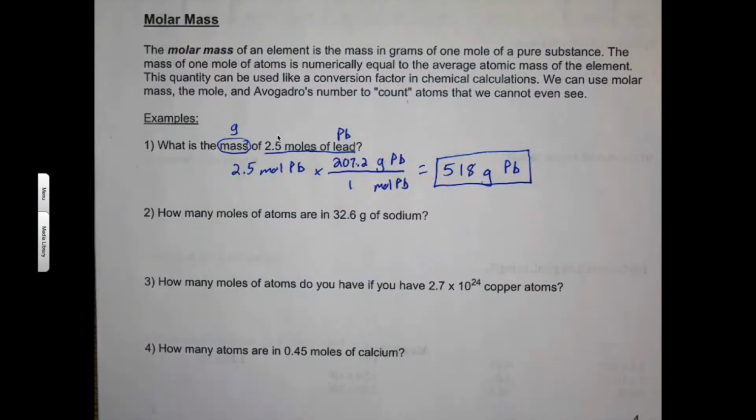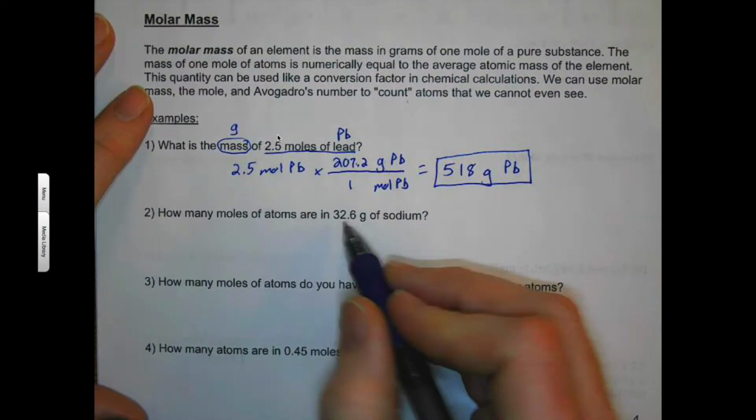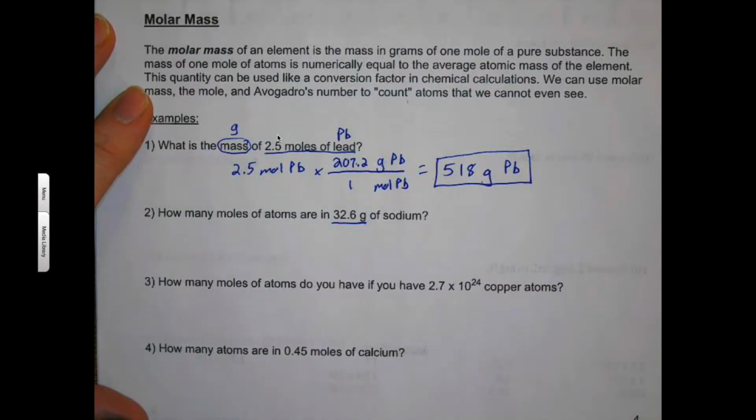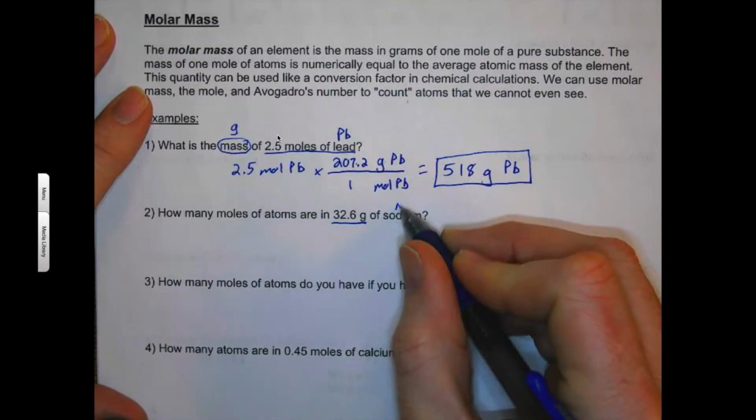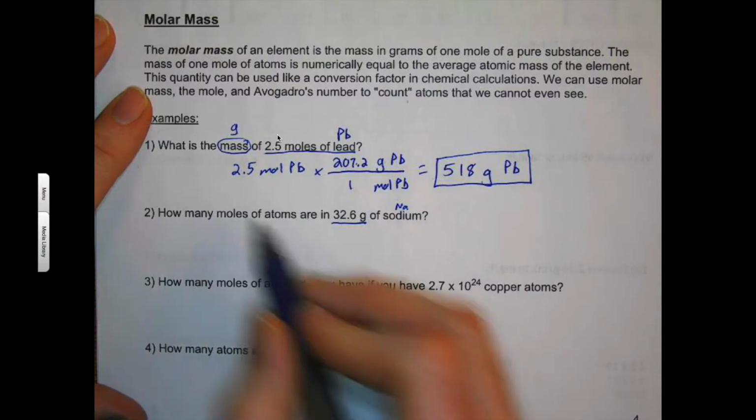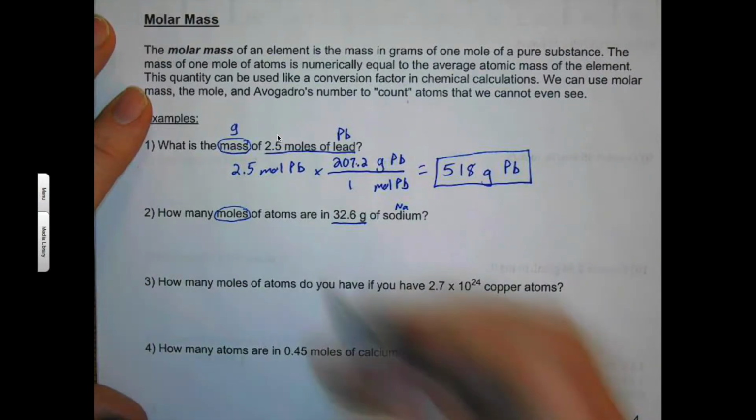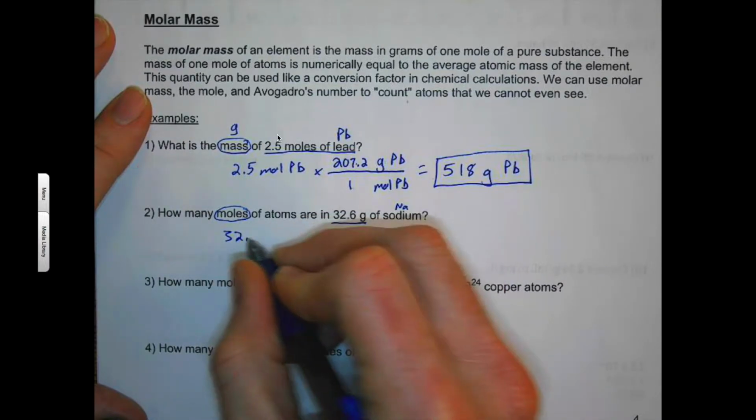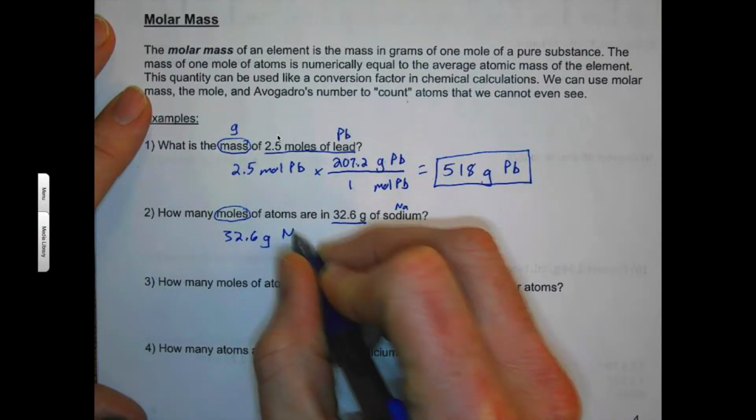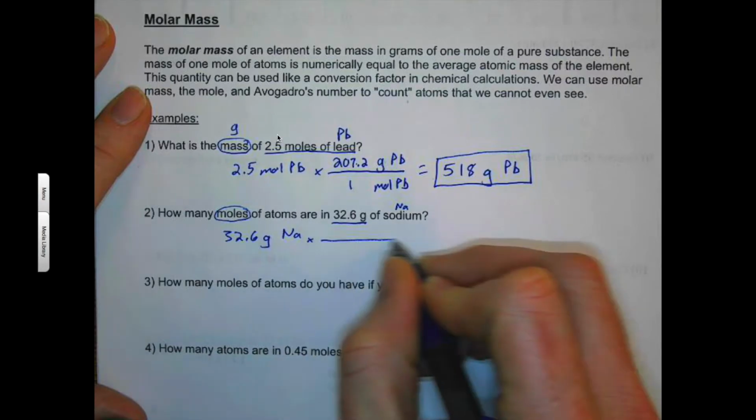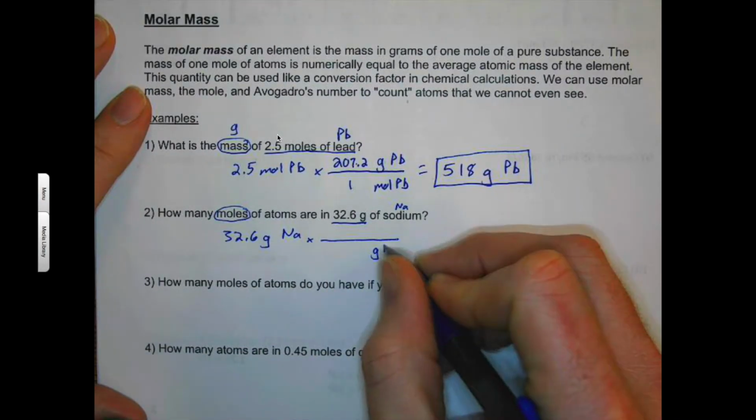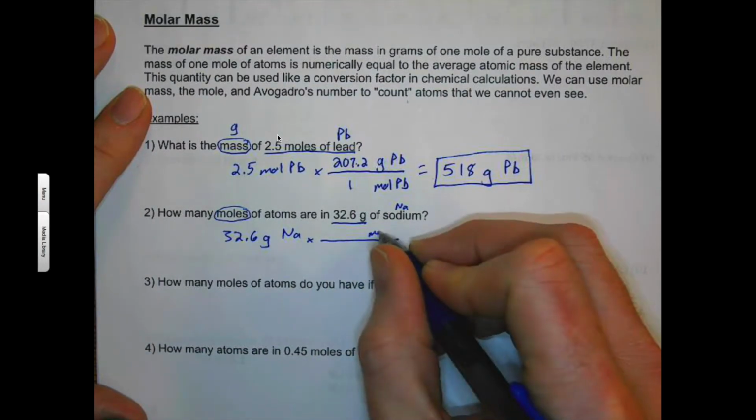So we'll do the same thing. We're going to now have a mass, 32.6 grams of sodium, and sodium is Na. And we're going to move to moles. Okay, so we're going to go the other way. You got 32.6 grams of sodium. And so let's go ahead and switch grams of sodium into moles of sodium.